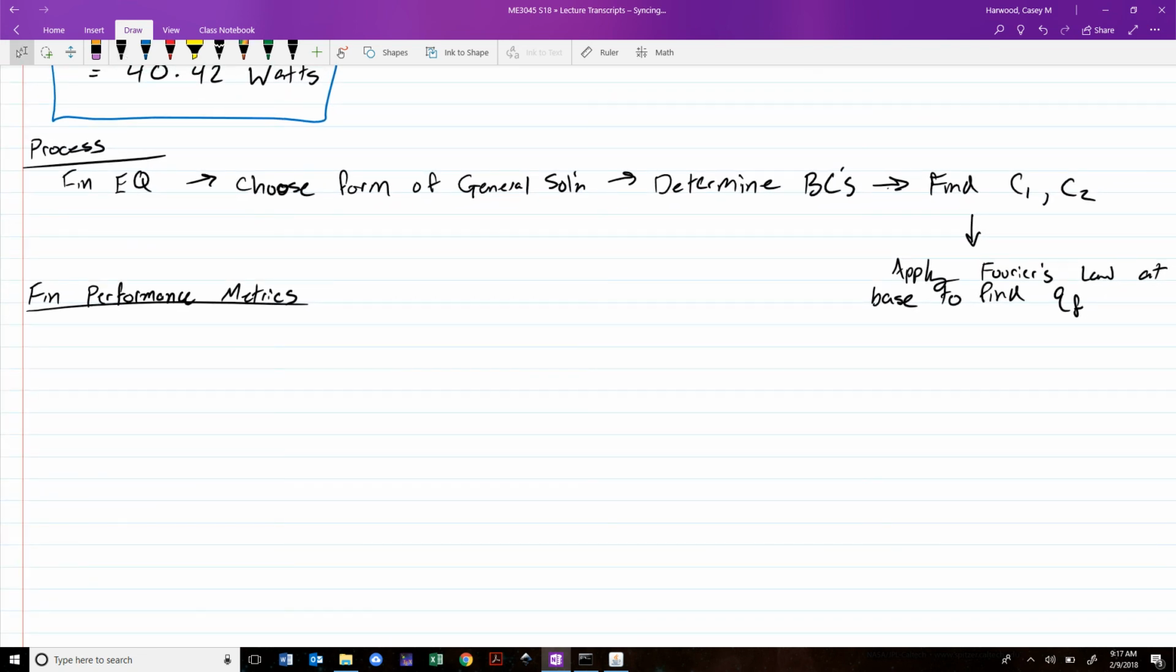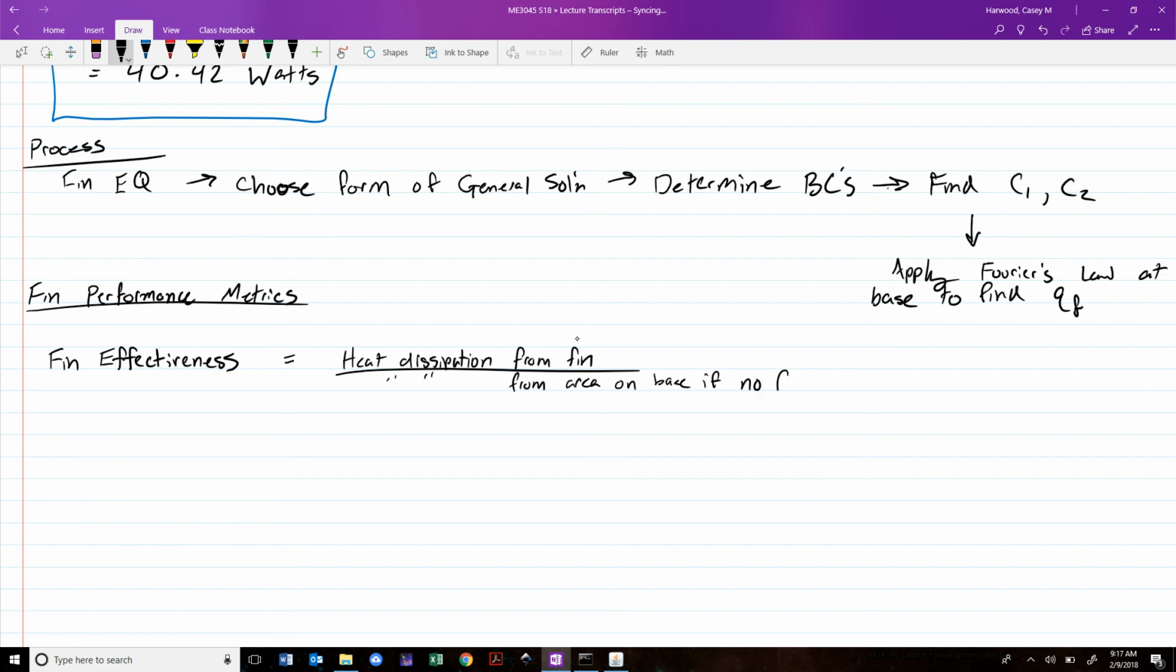Okay, so fin performance metrics. The first one, and these are really simple, hopefully these become pretty clear. The first one is what's known as the fin effectiveness. And in words, this is heat dissipation from the fin relative to the heat dissipation from the area on the base if there was no fin.